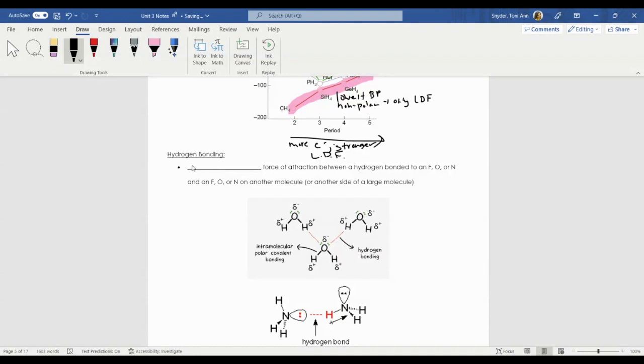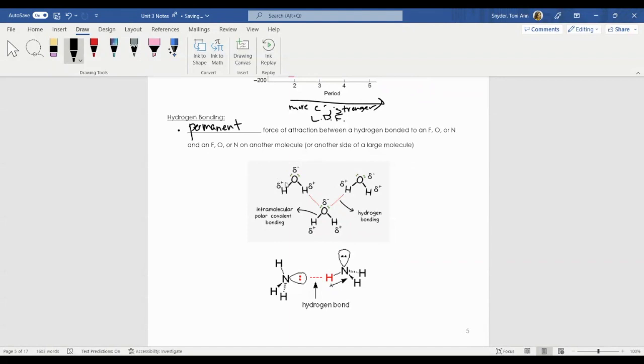So your hydrogen bonds are permanent forces of attraction between a hydrogen that's bonded to an F, O, or N and an F, O, or N on another molecule, right? Or we can also have another side of a very large molecule. So in this case, I have water. Water is a great example of a molecule that can hydrogen bond.